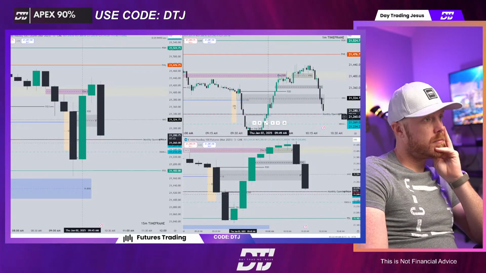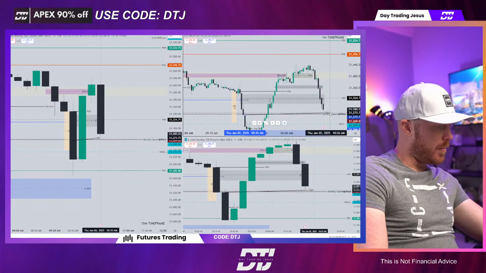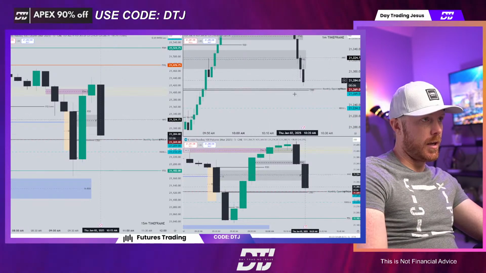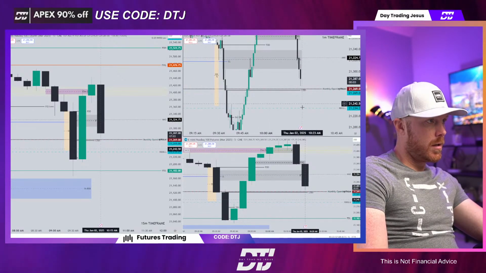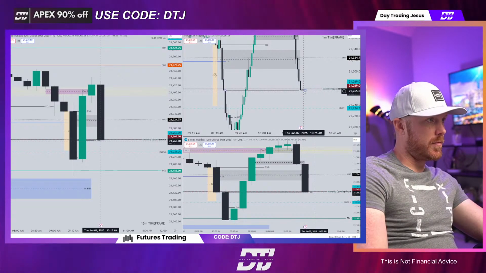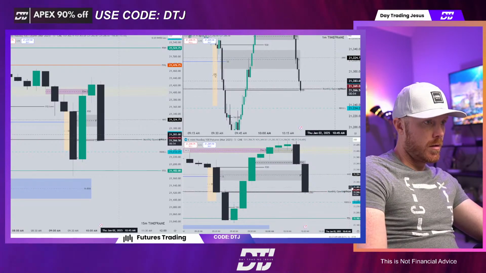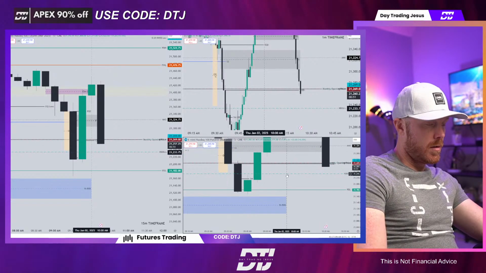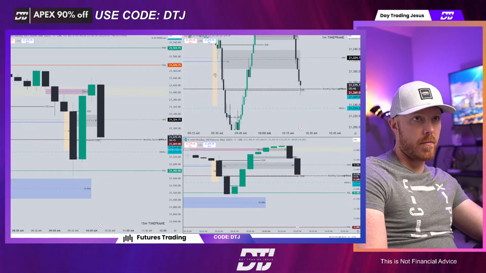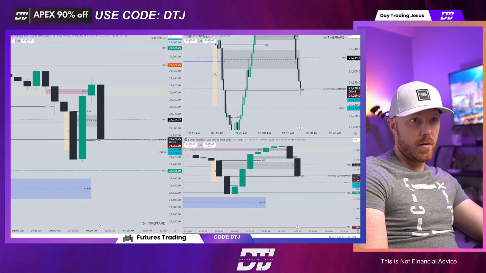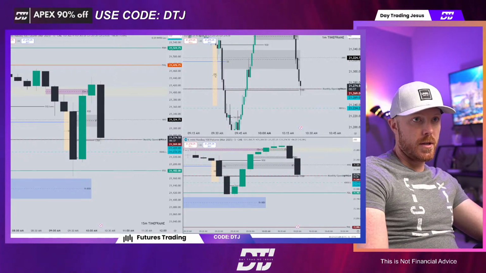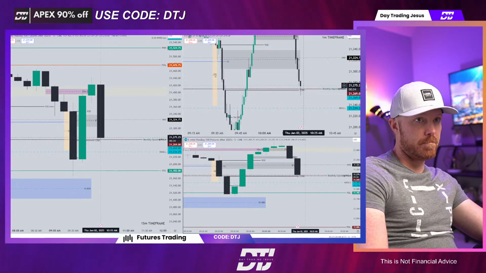Here's our... I wouldn't object to taking a kind of a reaction play off of here. I want to see how it reacts to this 5-minute change in state of delivery, and see if we can just get a 10 handle retracement from right here. See if we can get a reaction right here. 10 handle bounce, I should say.